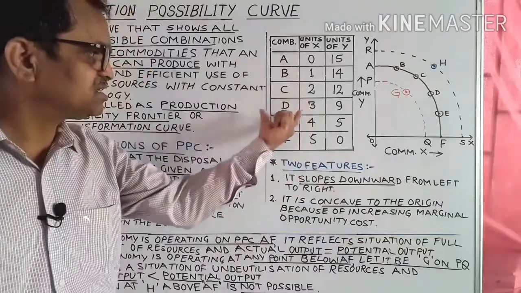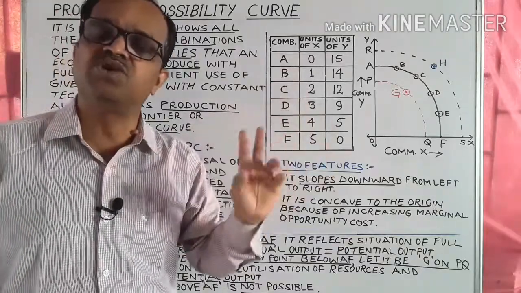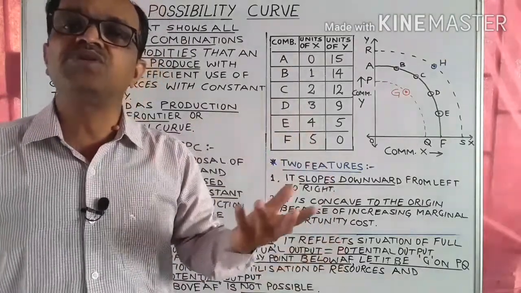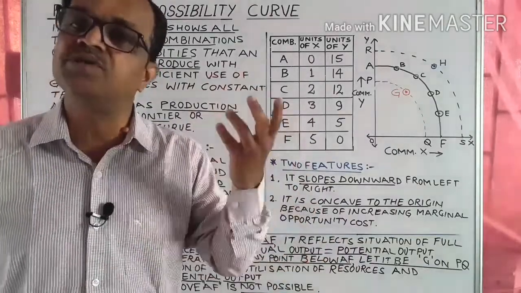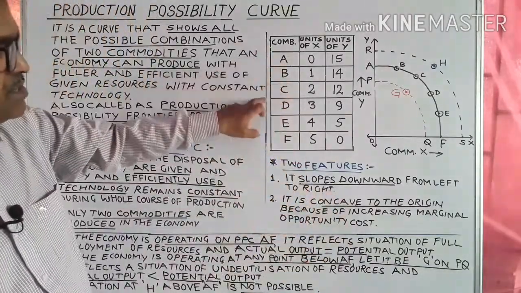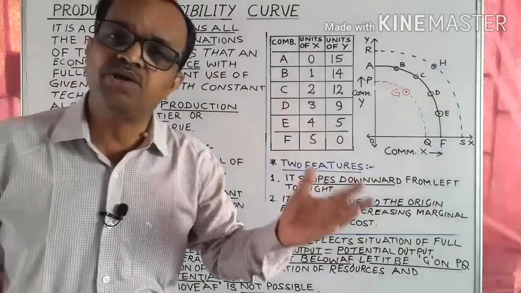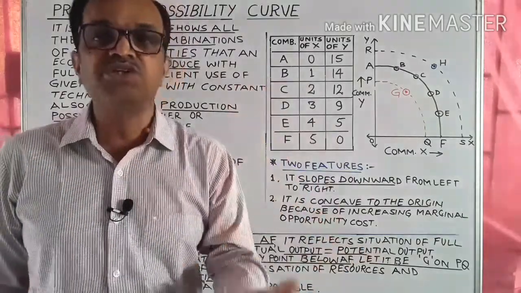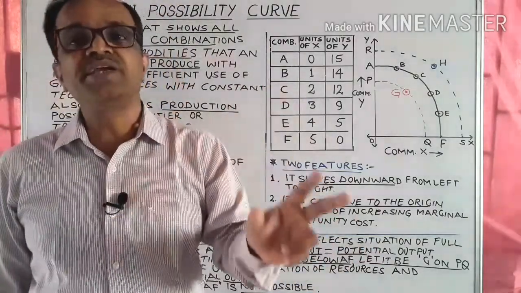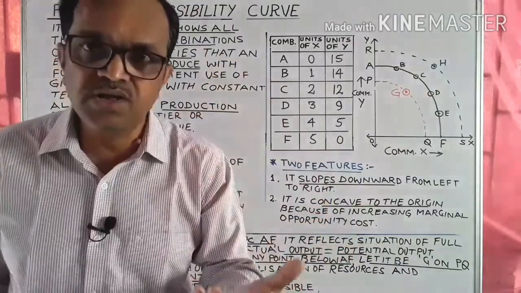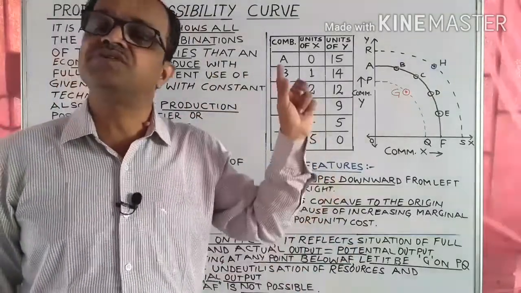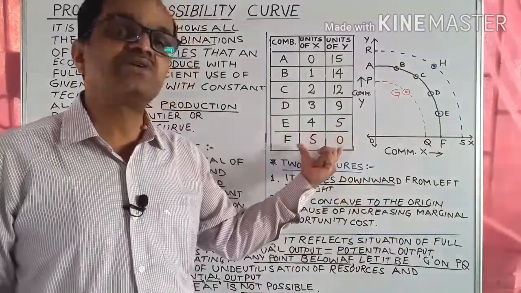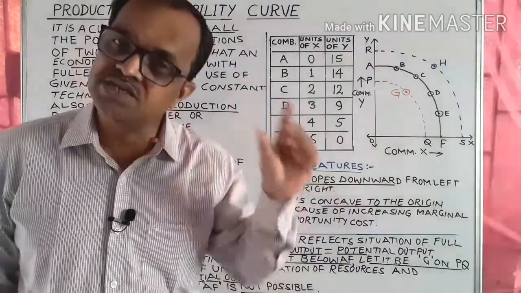But these are the various possible combinations of the two commodities that the economy can produce with the limited available resources. And this tabular presentation of all the possible combinations of the two commodities that an economy can produce with the full and efficient use of resources is called the production possibility schedule.